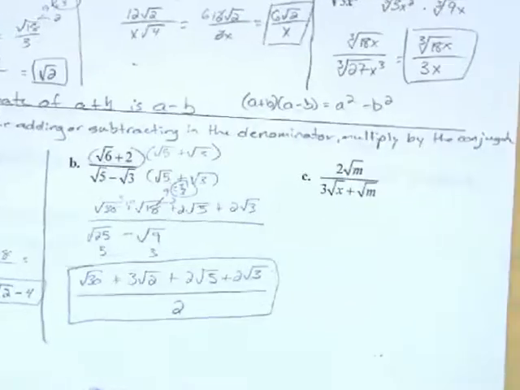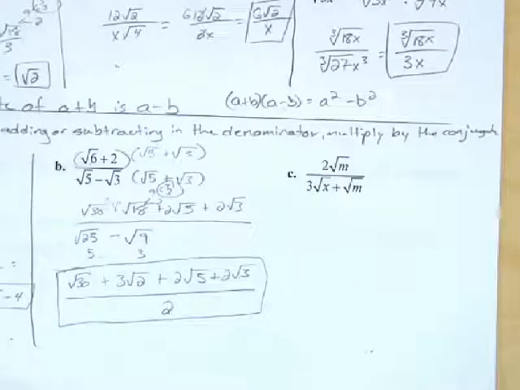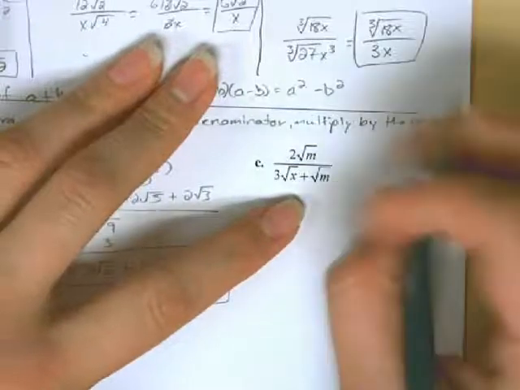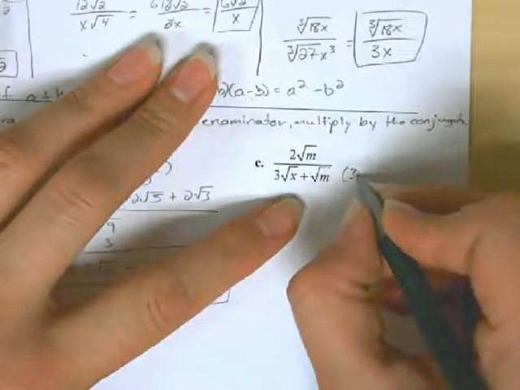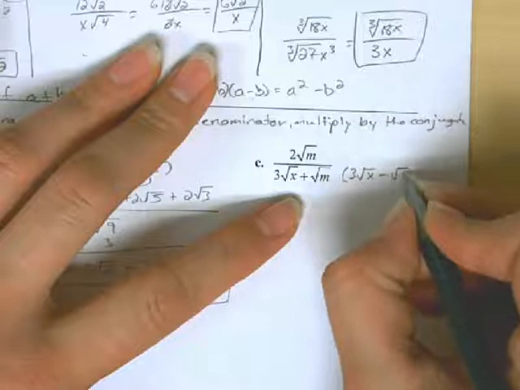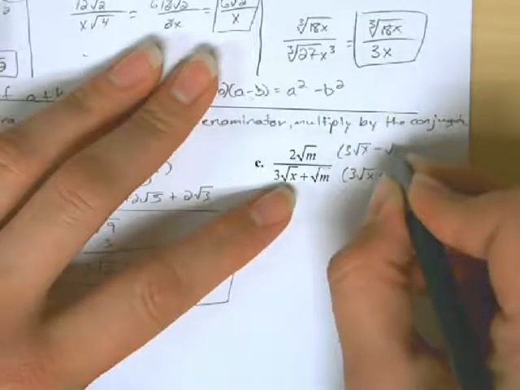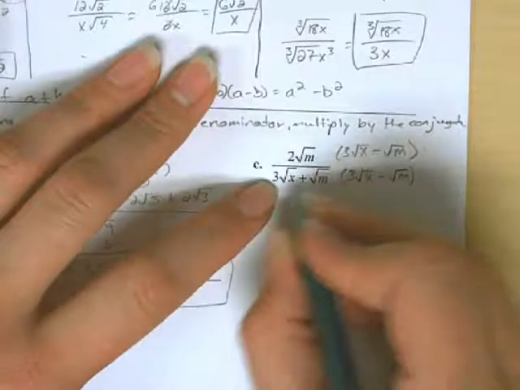Alright, I got one more that I'll do, then you have your turn. I'll go ahead and throw up the answer for the your turn, but that'll be on you to figure out. So, 3 square root of x plus the square root of m. Multiply 3 square root of x minus the square root of m, top and bottom. Okay, it's just the same thing every time, just change the sign.